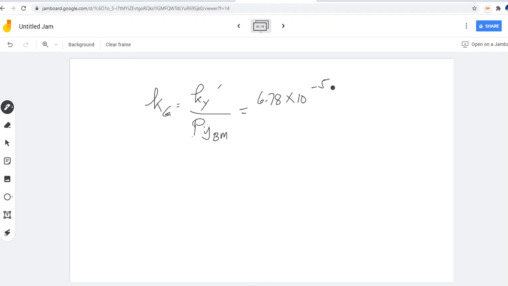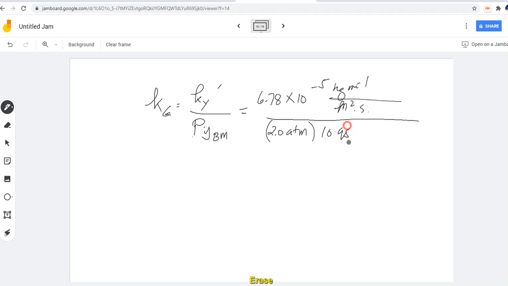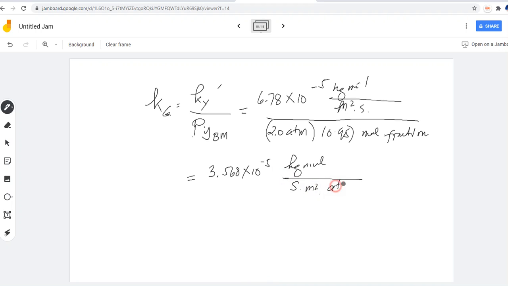So the given in the problem for K sub y prime is 6.78 times 10 raised to negative 5. This in the problem has a unit of kilomole per meter squared per second. It has to have a mole fraction here. But let's say I will not write it down so that we could check later on if the set of units will agree. Your pressure is 2 atm. And y sub Bm has a unit of mole fraction, and we have determined that y sub Bm already to be 0.95. So unit of mole fraction. Now, the resulting unit for K sub g with the value will be 3.568 times 10 raised to negative 5 kilomole per second per meter squared per atm. Okay?